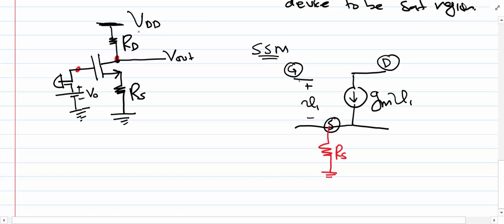Now as we are drawing the small signal model, the VDD will go to 0, because this is what we do in the small signal model. All the constant sources go to 0. The RD is going to go from drain to the ground.